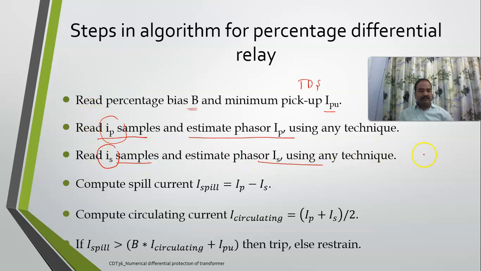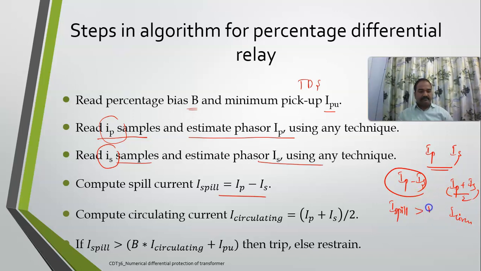Now, if you have both IP and IS, you need to do two calculations. One is the spill current, IP minus IS. We have seen this in the first part, differential protection, so the same thing here also. The other thing is the bias current. What is it? IP plus IS by 2. Now if this spill current, which I also call the circulating current, is greater than your B, which is your percentage biasing, plus your pickup value, then automatically your relay must give a trip signal.